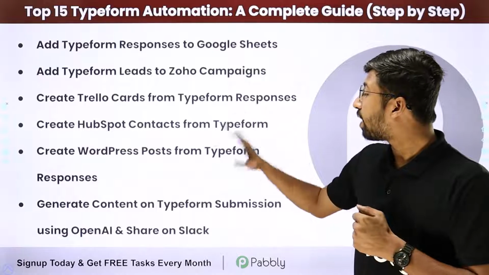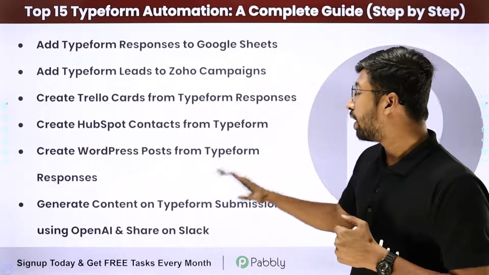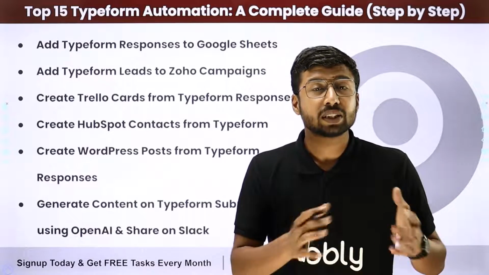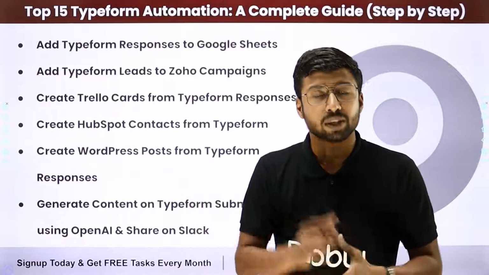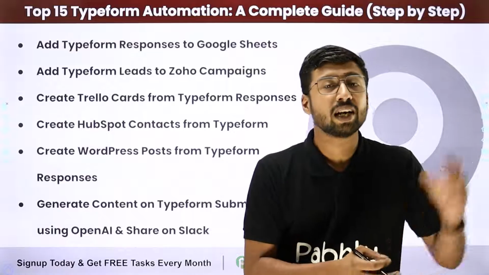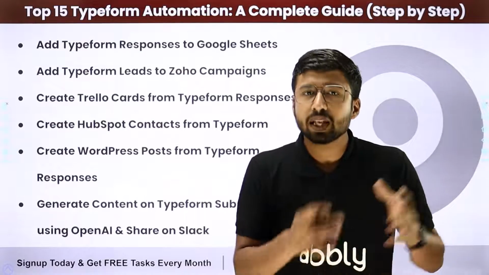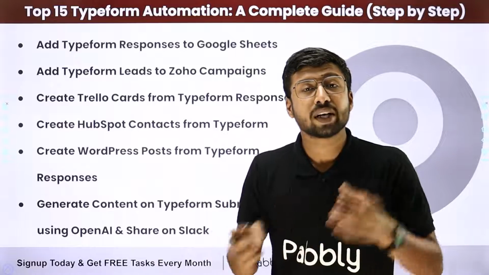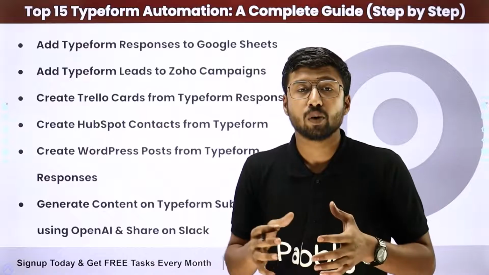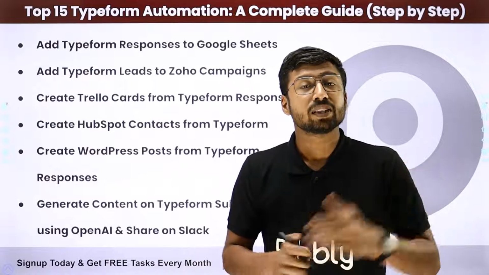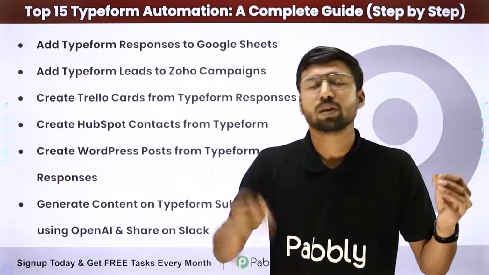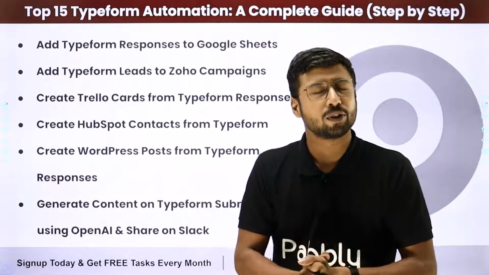And the last automation that we have is generating content on Typeform submission using OpenAI and sharing on Slack. Let's say you or your team members on a regular basis start creating new content on some new topics. So using this automation, you can get the details, the titles or the topic of new content from a Typeform submission. Using OpenAI, you can automatically generate new content on that same topic which you have received from the Typeform response. And after generating the content using OpenAI, you can share that same content with your team members on Slack. You can completely automate this process. You make the form submission and you get the content generated by AI on your Slack channel.